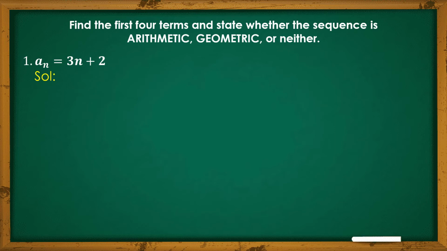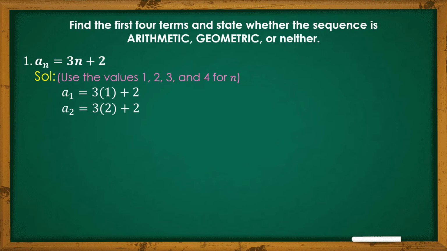Let's solve. To start the solution, we will be using the values 1, 2, 3, and 4 for n. Kasi nga, hinahanap natin yung first four terms. A sub 1 is 3 times 1 plus 2. A sub 2 is 3 times 2 plus 2. A sub 3 is 3 times 3 plus 2. And a sub 4 is 3 times 4 plus 2. We substituted the values 1, 2, 3, and 4 for n.